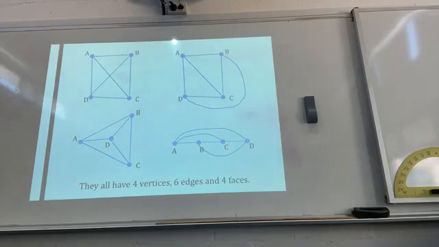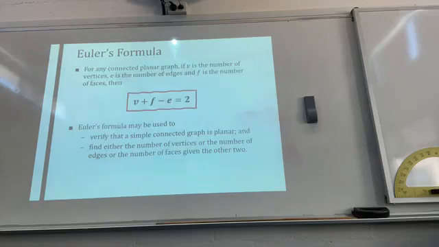Now, let's have a look at the Euler's rule. This is the only formula that you'll get in the formula sheet for networks and graph theory. So for any connected planar graph, V is the number of vertices, E is the number of edges, and F is the number of faces. Then V plus F minus E equals 2. You don't have to remember that, it's in your formula sheet.